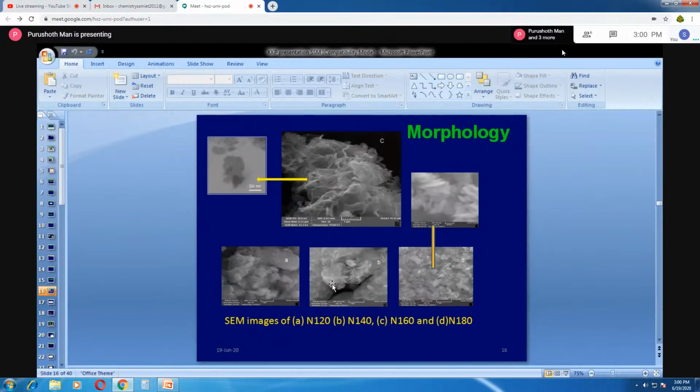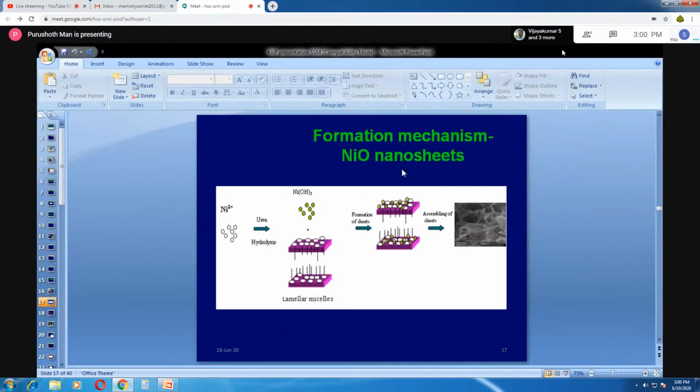If you observe closely, at 160 degrees Celsius a sheet-like structure has been formed. So this is the formation mechanism of the nanosheets. Here we have used sodium dodecyl sulfate as a structure-directing agent, and by using urea hydrolysis through the hydrothermal method at 160 degrees Celsius, that will create lamellar micelles, and that will lead to the formation of a nanosheet-like structure at 160 degrees Celsius.